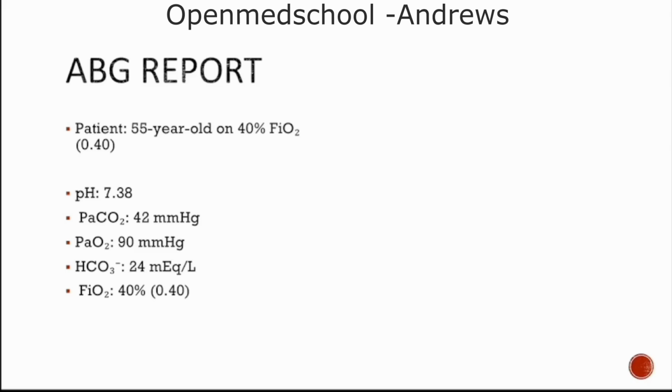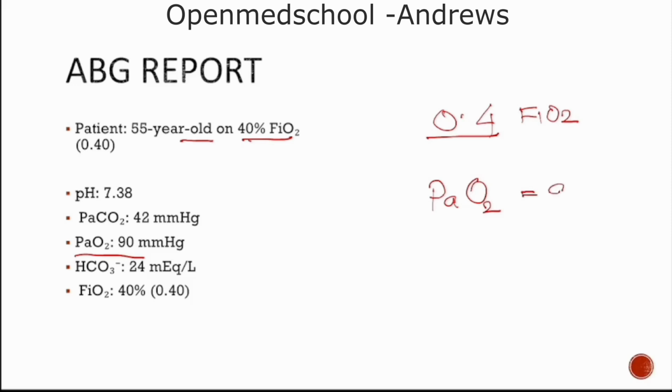This is a 55-year-old patient. FiO₂ is 40%, that is 0.4. The pH is 7.38, PaCO₂ is 42. So the first thing I have to look for is the PaO₂. PaO₂ is 90, there is no hypoxemia.